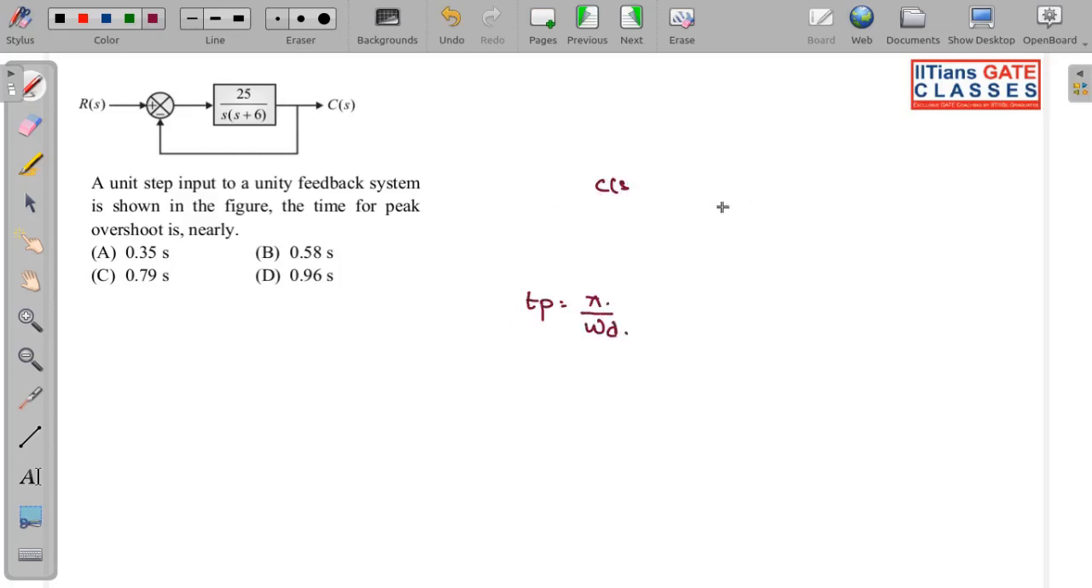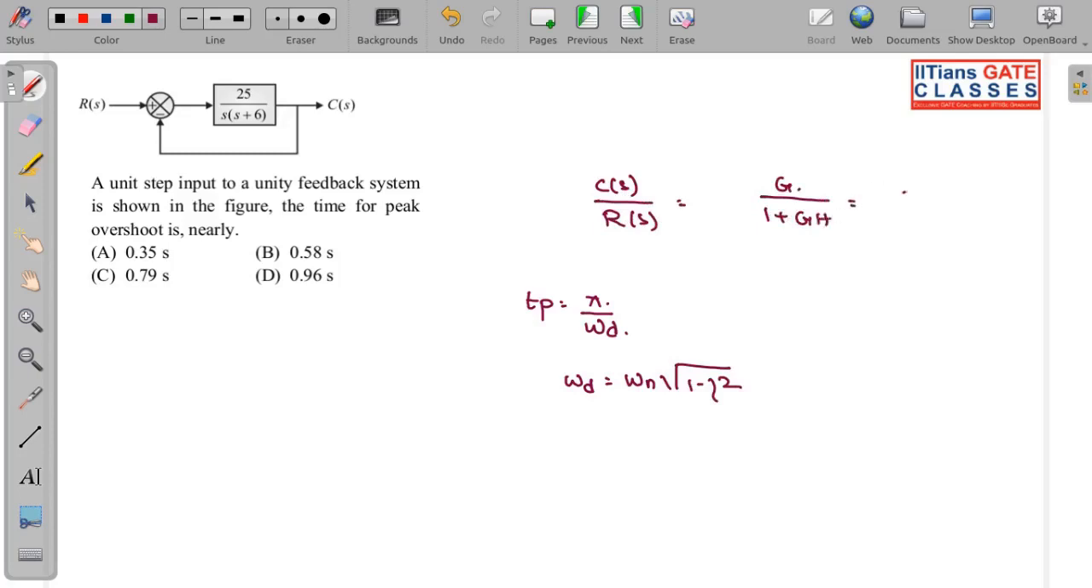Okay. So now we have to calculate what? Omega d. Omega d is equal to omega n under root of 1 minus zeta square. So for that let us calculate C(s) by R(s), which is equal to G divided by 1 plus GH.